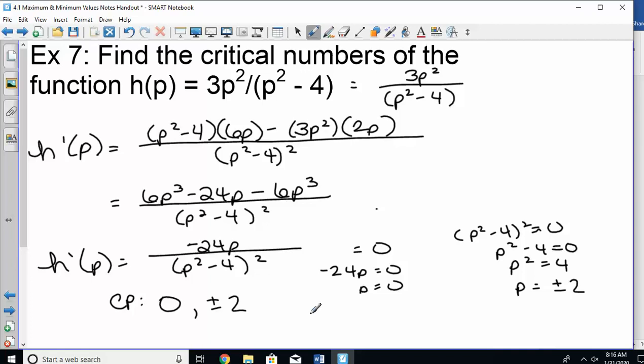So we have 3 critical points this time. It only equals 0 once, but it is undefined twice. So we get a total of 3 critical points. Now, I didn't ask for maximum and minimum on this one, I just asked for you to find the critical points. So we're done. I didn't give you an interval to test. I just wanted to make sure you could find those critical points when you had fractions.